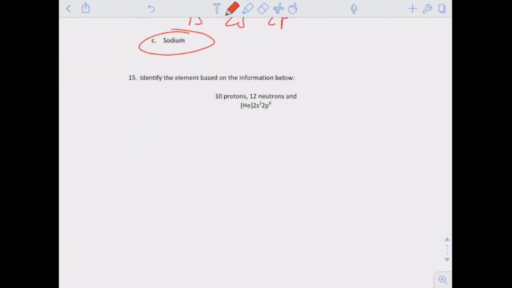And then lastly, it says identify the element based on the information below. We have 10 protons, so we know that we are dealing with neon. We have 12 neutrons, so 10 plus 12 is 22, so neon 22. He represents 2 electrons, plus 2 is 4, plus 6 is 10, so 10 protons, 10 electrons, so the charge would just be 0, and so we're dealing with neon 22 with no charge.